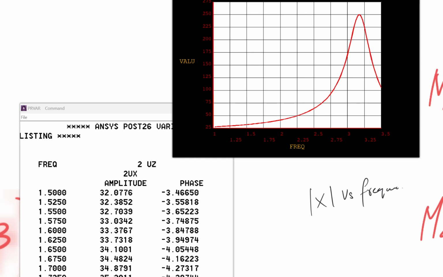So this is how you gain confidence in solving problems which are relatively new to us. We did a closed form, we did a simple example, and we compared the results with closed form solutions. That's how we gain confidence.